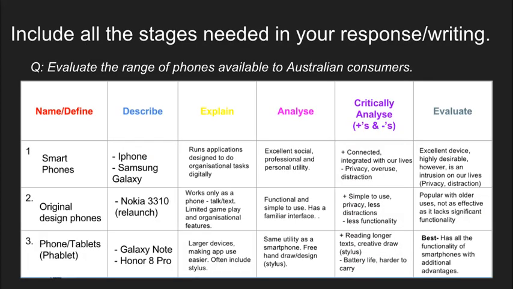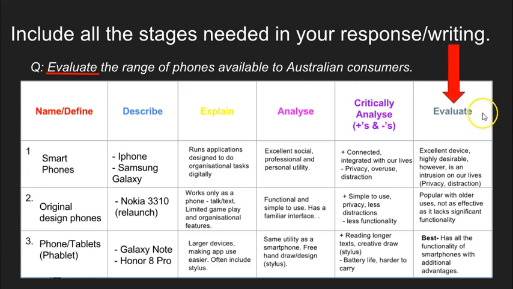Last video, we gave you the example of having to evaluate the range of phones available to Australian consumers. And we went through each step of the ALARM matrix to have a look at what it would mean to name, to describe, explain, analyze, critically analyze, and then finally to evaluate the range of phones available to Australian consumers. Now, whenever you provide a response to a question, you would need to include the relevant categories of the ALARM matrix. Because this is an evaluate question, it means that we are going to be right at the end.